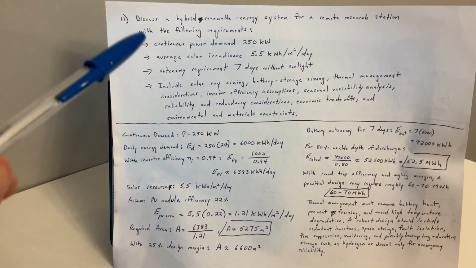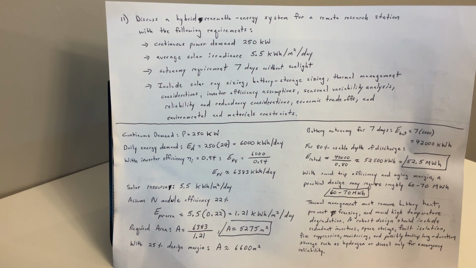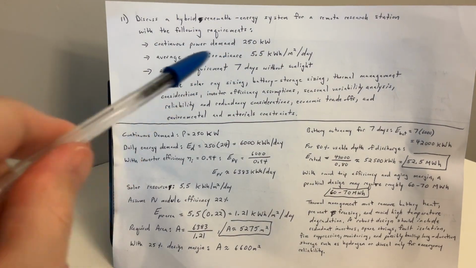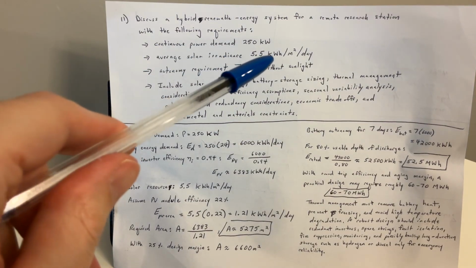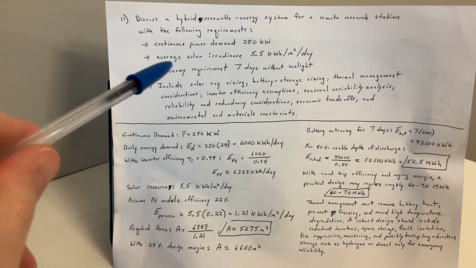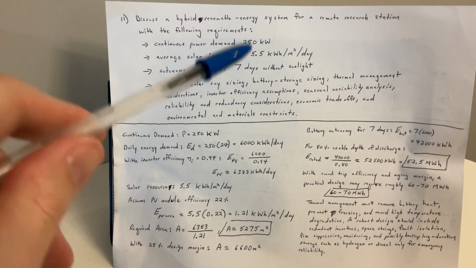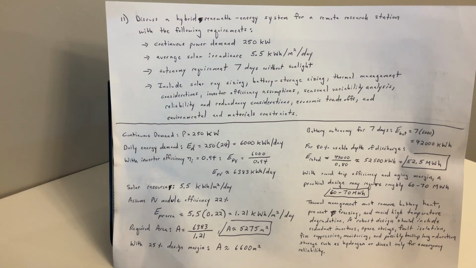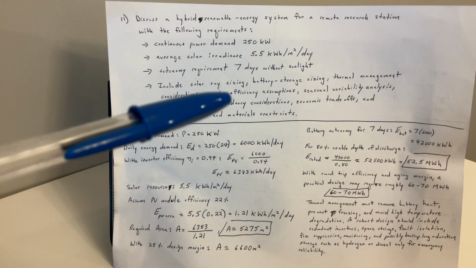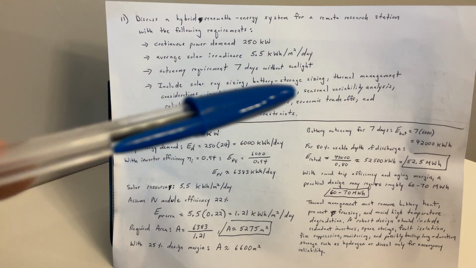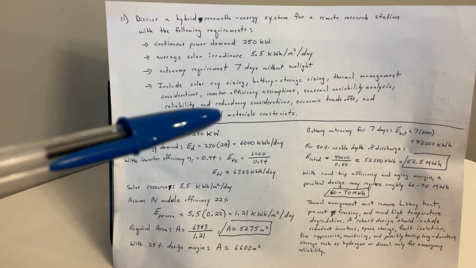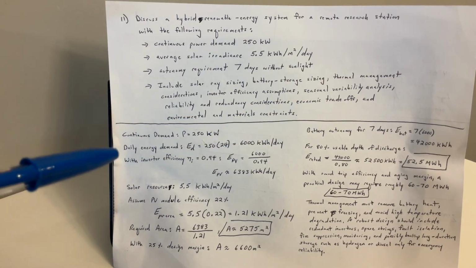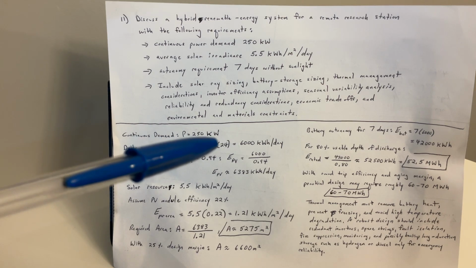Number 11, discuss a hybrid renewable energy system for a remote research station with the following requirements: continuous power demand, 250 kW; average solar irradiance, 5.5 kWh per m squared per day; autonomy requirement, 7 days without light. Include solar array sizing, battery storage sizing, thermal management considerations, inverter efficiency assumptions, seasonal variability analysis, reliability and redundancy considerations, economic trade-offs, and environmental and materials constraints. So this continuous demand is 250 kW.